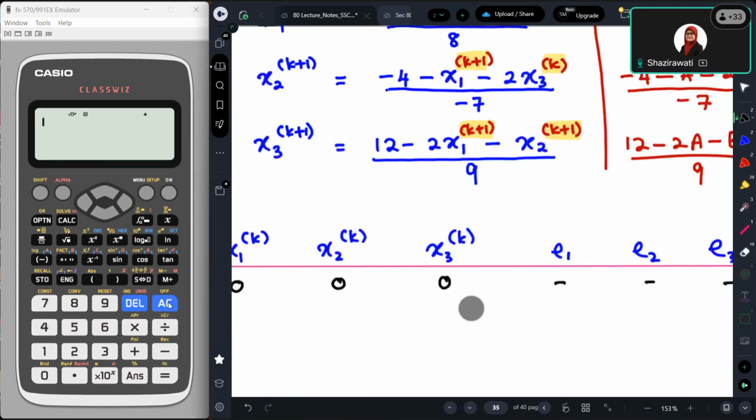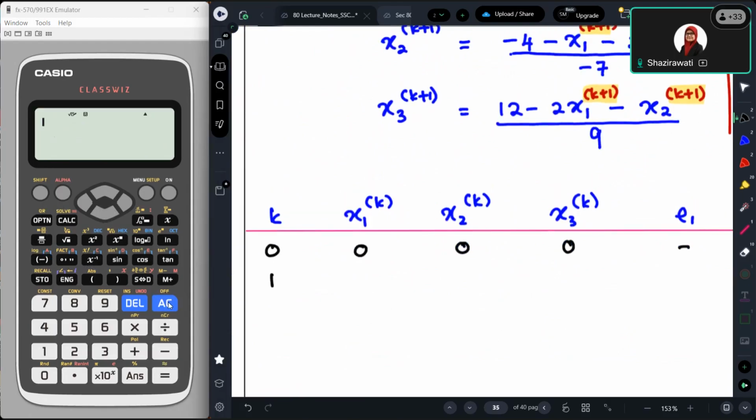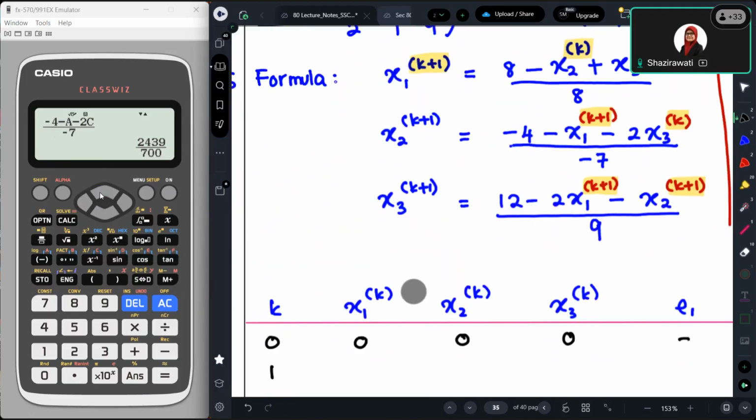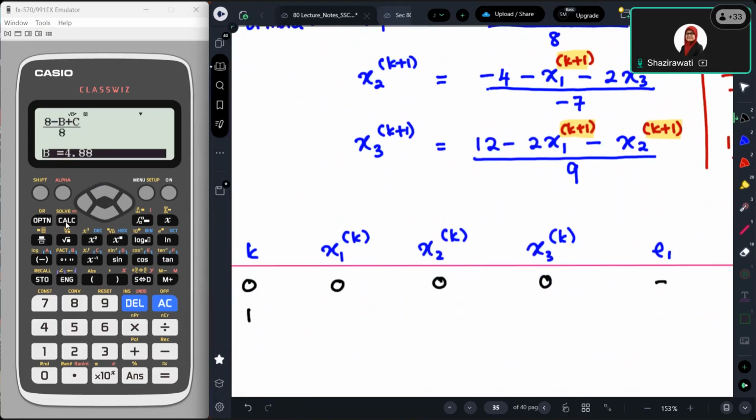Now back to the table. Okay, now kita nak dapatkan X1. Okay, so you pergi pada X1 punya formula. X1 punya formula. Okay, yang ni X1 punya formula. And then we press the calculate button. So the calculator akan tanya, what is your B yang you nak pakai? So currently, okay, kita punya B adalah X2.